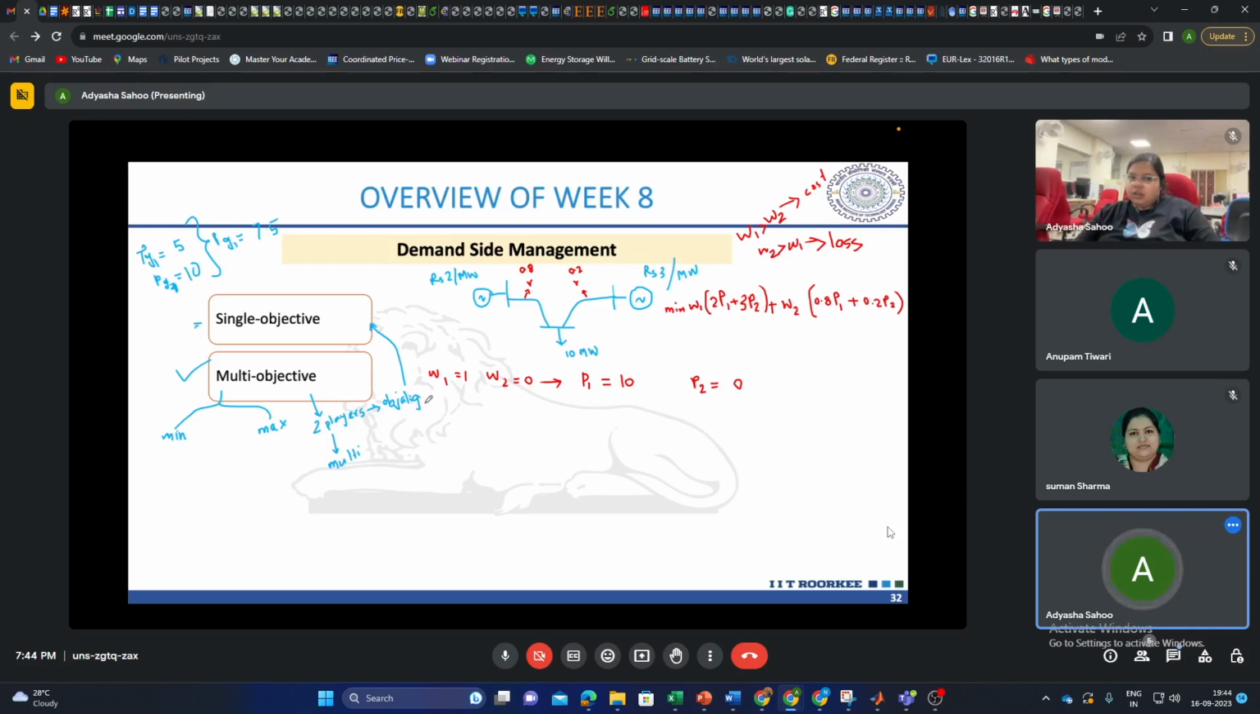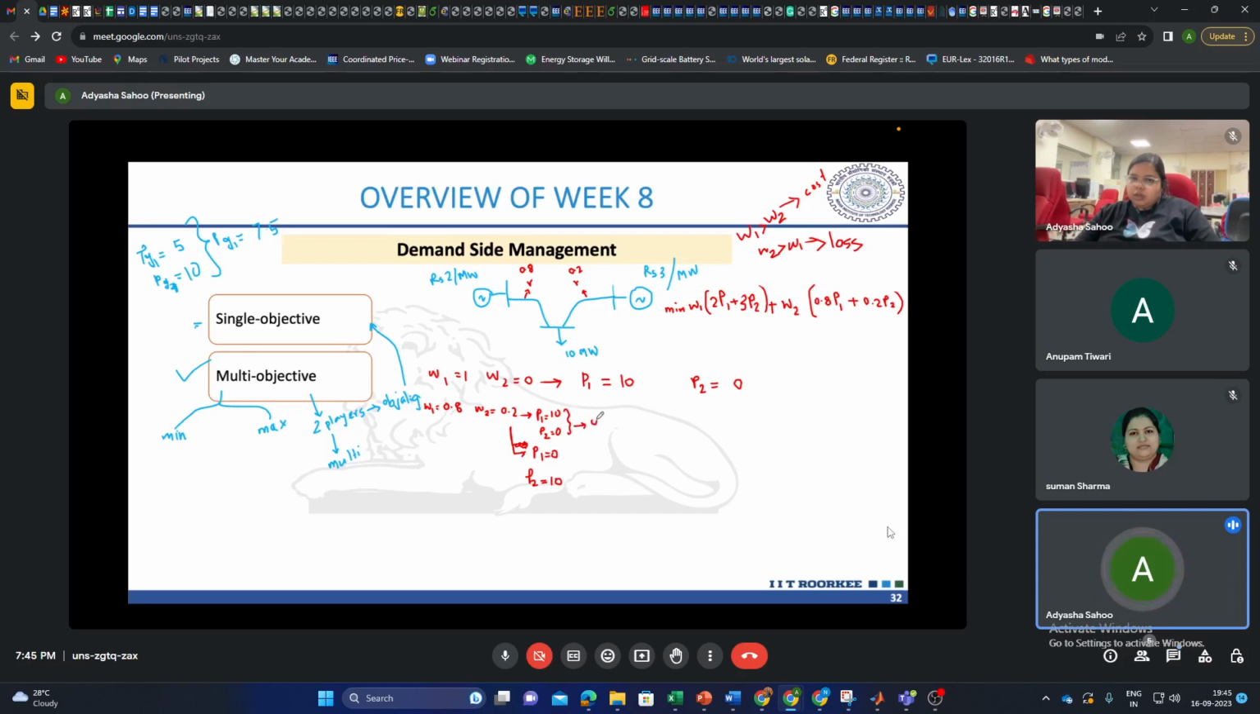Let's say then we take W1 as 0.8 and W2 as 0.2. So now my objective is, this is 0.8, this is 0.2. So we have two options. Either P1 is 10, P2 is 0, or P1 is 0 and P2 is 10. Right. So under such condition, what will be the objective function?